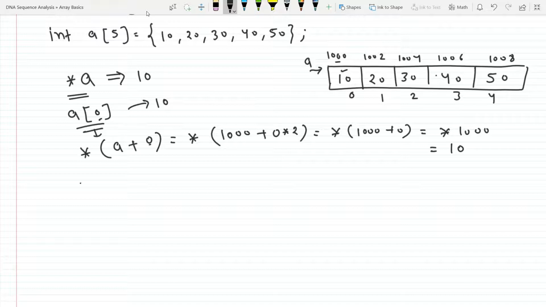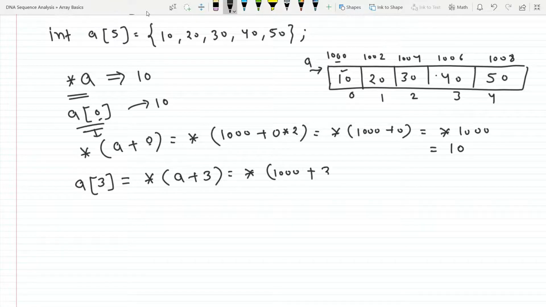Okay, now let us suppose I want to print a of 3. Now what will be the answer? We know this is the array A and this is the third cell, so this is supposed to give me 40. But internally, how is this implemented inside the compiler? By using the pointer. So it is implemented like this: star A plus 3. Now in the next step, this A is nothing but the base address, so base address is 1000 plus 3, the index, multiplied by data type size.